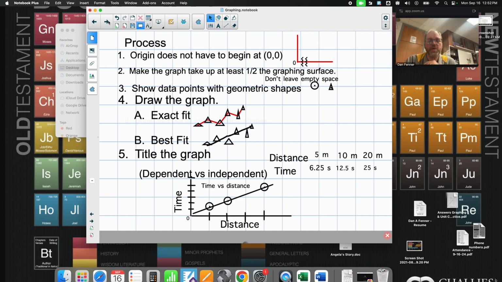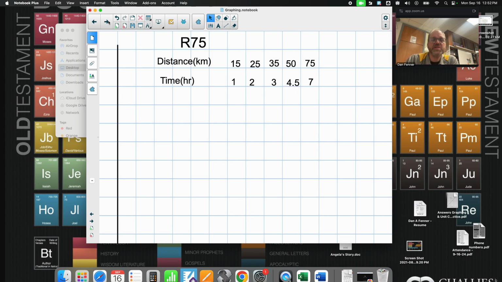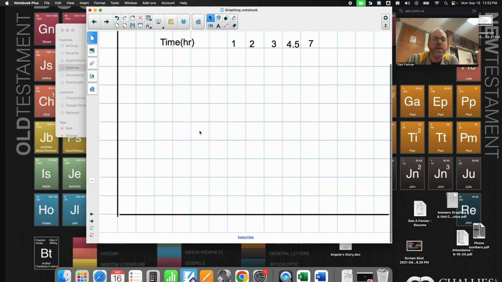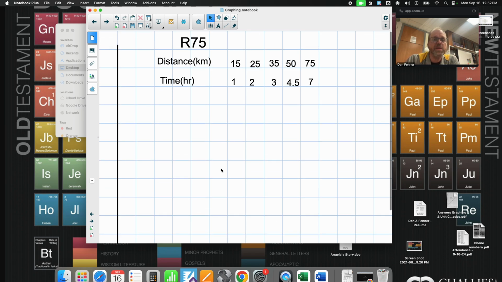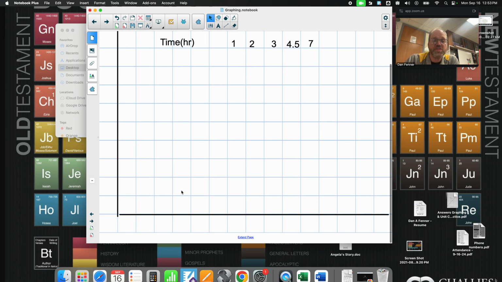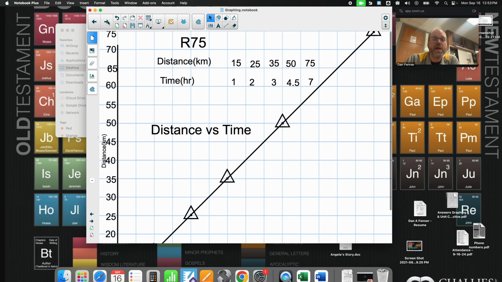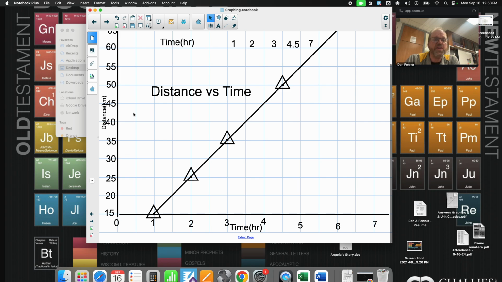All right, so here we go. Here is another set of data we have. All right, so we're going to set up my graph. My time is going to be my independent variable down here. My distance is going to be my dependent over here. Spread it between 1 to 7. Spread it from 15 to 75. We don't have to start at 0 here. So when we graph these up, we're going to start at 15 to 75.